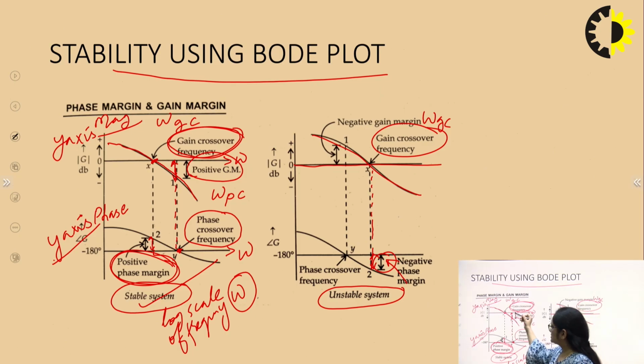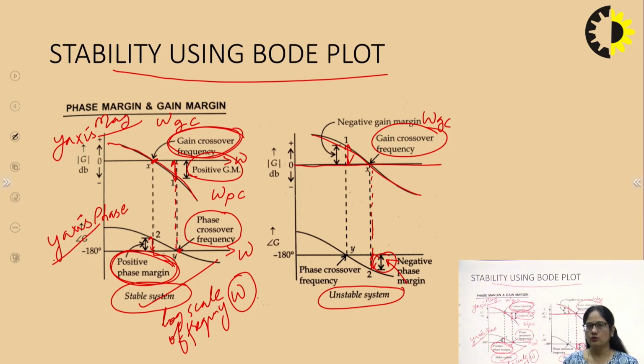So, this is the distance below the 0 dB line, and here is the distance above the minus 180 degree line. Here you can see that this is above the 0 dB line, so it is a negative gain margin, and this is below the minus 180 degree mark. So, this is a negative phase margin for an unstable system.